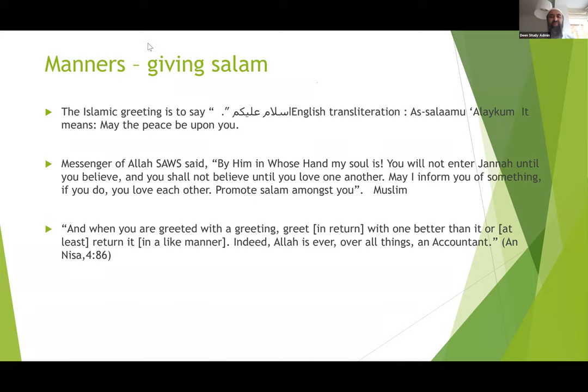Unfortunately, we don't. I'm not saying it's a forgotten sunnah, but sometimes you feel embarrassed. You might be outside, you see another Muslim, and you are embarrassed to say assalam. It shouldn't be like that. You should be confident of our religion and the words that go along with it, inshallah.